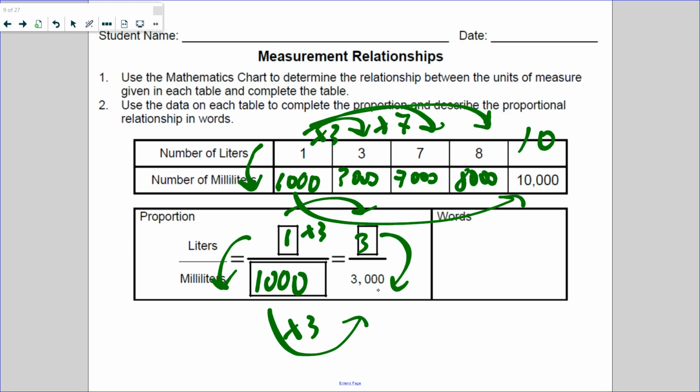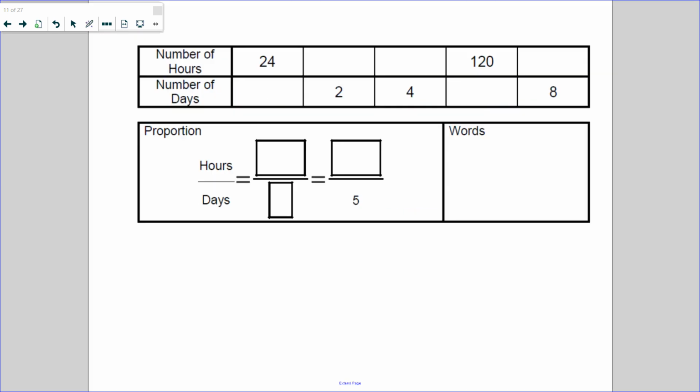3 times 1,000 is 3,000. Or you could do, how do you break down 1,000 to 1? Divide by 1,000. 3,000 divided by 1,000 is 3. Let's try this one now.